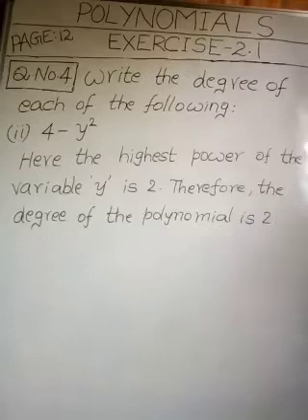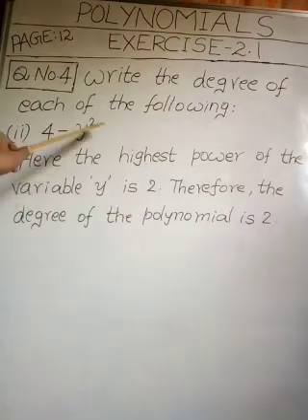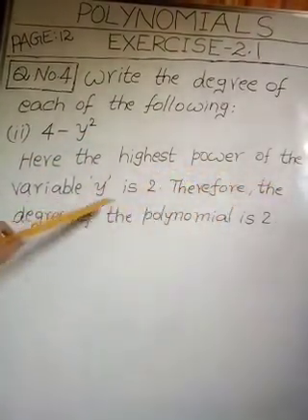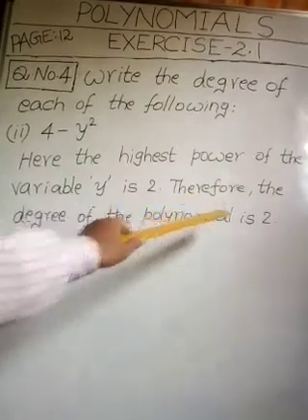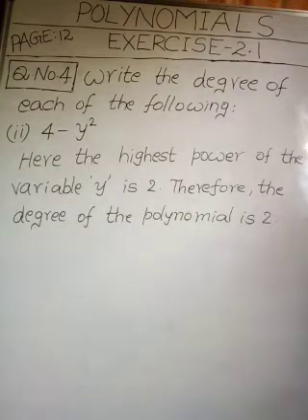Right. Now, come to the question. 4 minus y square. This is the given polynomial. We have to write the degree of this polynomial. What is the highest power of the variable y? 2. So here the highest power of the variable y is 2. Therefore, the degree of the polynomial is 2. Is it clear, my dear children?